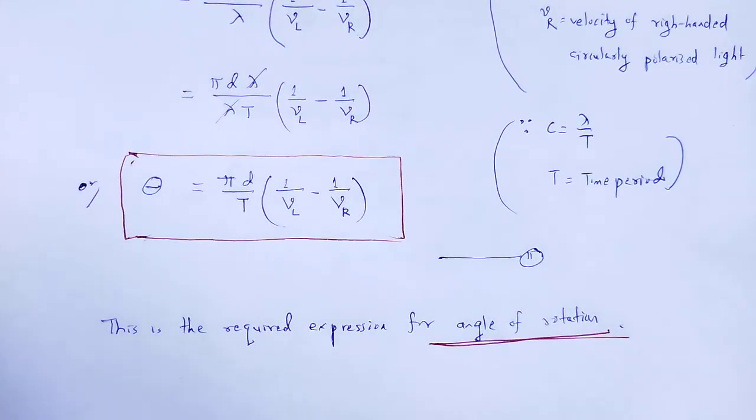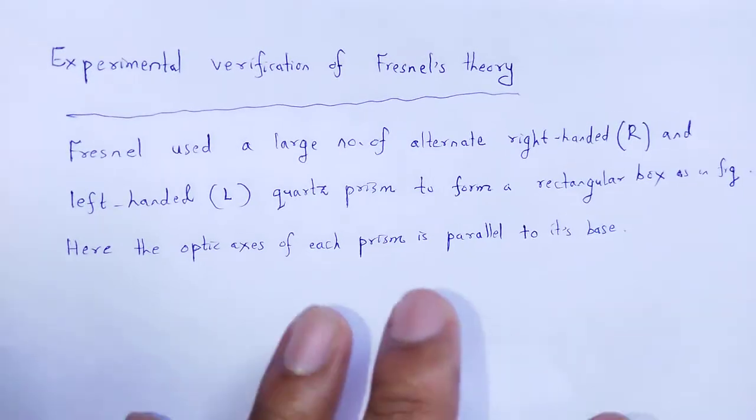Next, we can experimentally verify Fresnel's theory. What exactly does Fresnel's theory say? When plane polarized light is incident on an optically active crystal, then inside that optically active crystal the plane polarized light is divided into two circularly polarized components, one along the clockwise direction, another along the anti-clockwise direction. After that, these two are combined, and finally at the emergent we also get plane polarized light. So how is this experimentally verified by Fresnel?